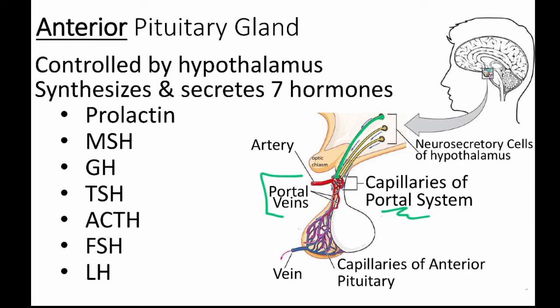So the anterior pituitary secretes 7 different hormones in response to releasing factors or hormones from the hypothalamus, and 4 of the 7 actually then act on other glands. So we're going to start with prolactin, melanocyte-stimulating hormone, and growth hormone, and then we'll talk about the others that have a different sort of a pattern.